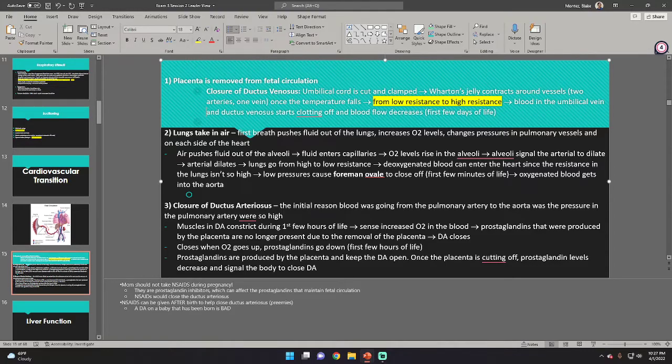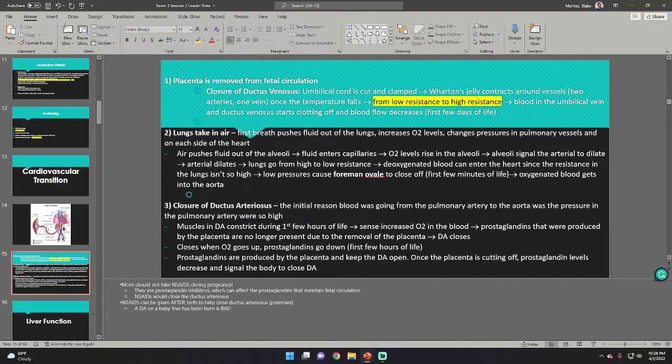Okay. With that being said, moms should not take NSAIDs during pregnancy. They are what's called prostaglandin inhibitors, so they are cutting off the prostaglandins. And this whole adaptation here is due to prostaglandins being gone. They are affecting the prostaglandins that maintain fetal circulation. NSAIDs, if given, would close off the ductus arteriosus. This goes into a teaching of in utero: don't take any NSAIDs.